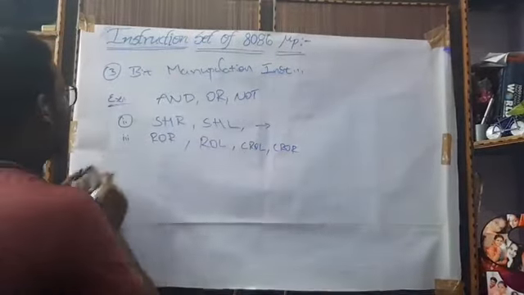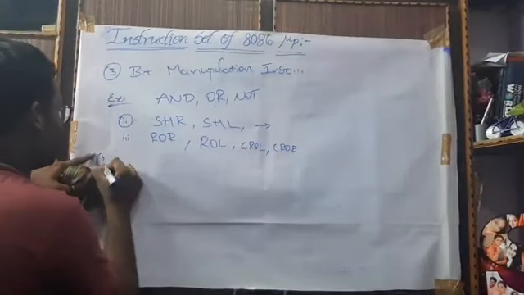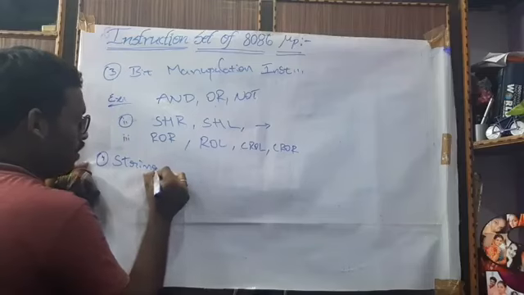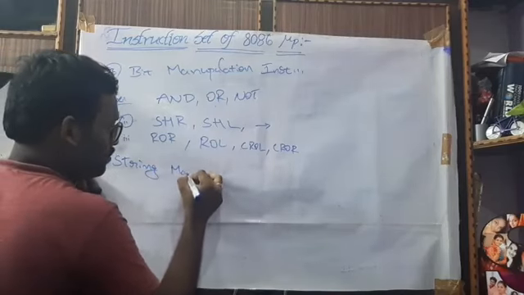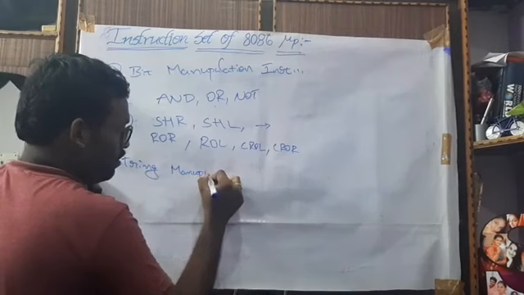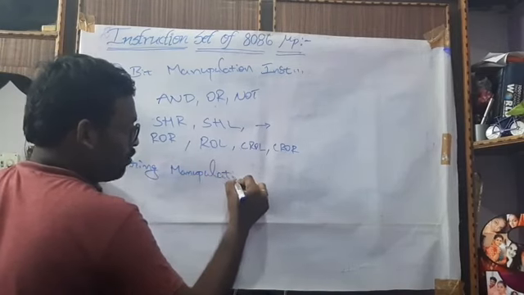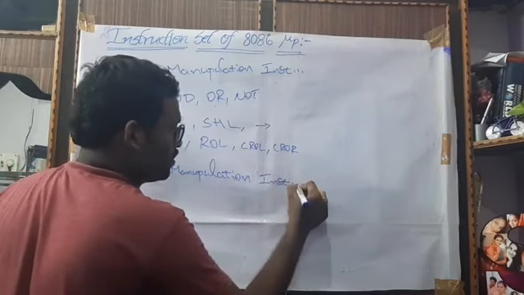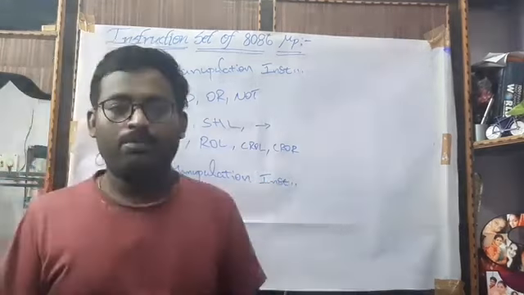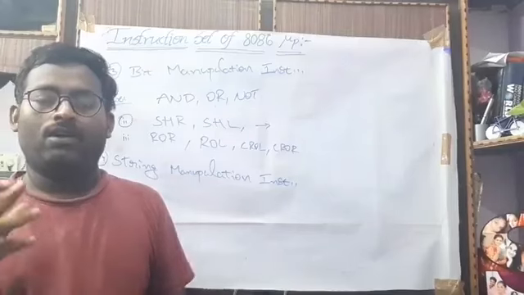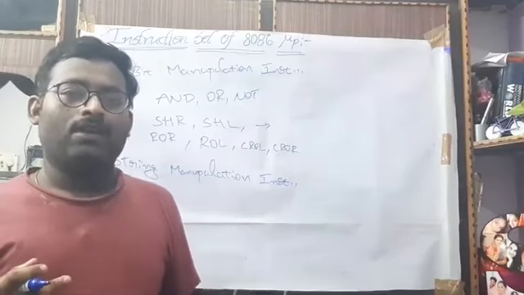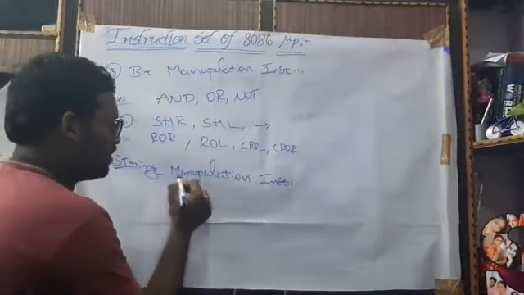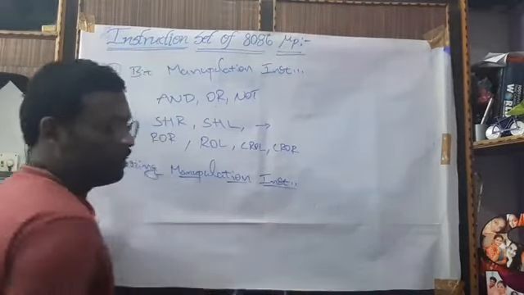Next, the fourth category is string operations, string manipulation instructions. String means a set of words or a set of bytes. A string is a sequence of digits.